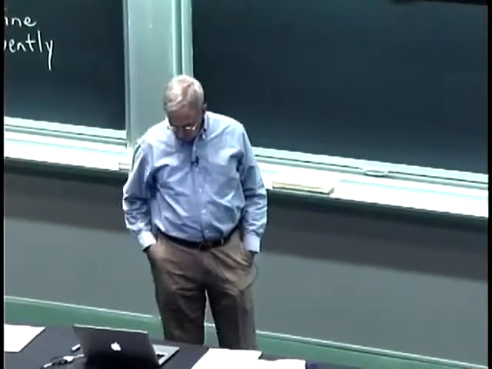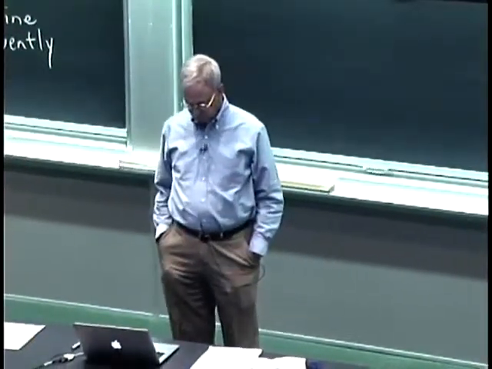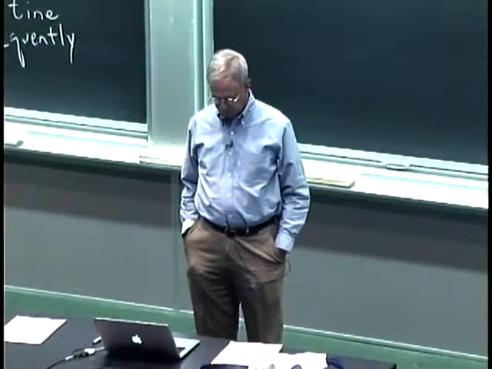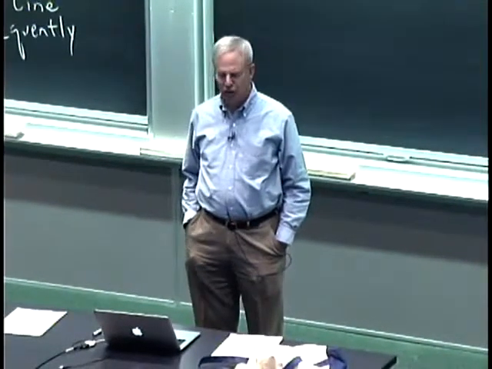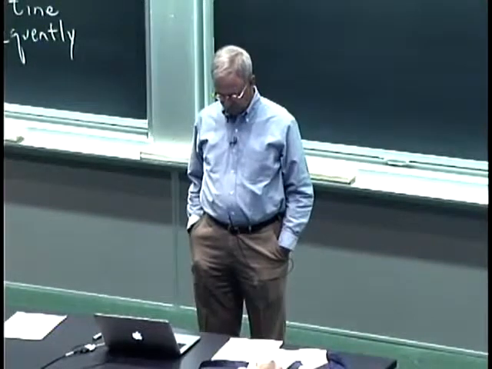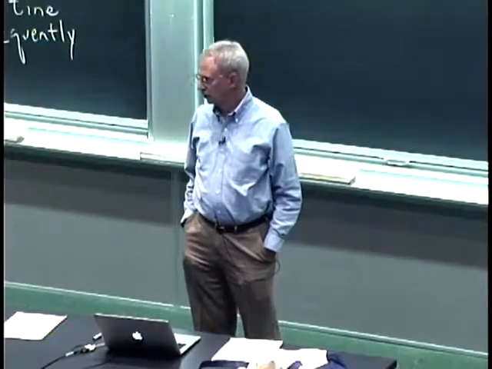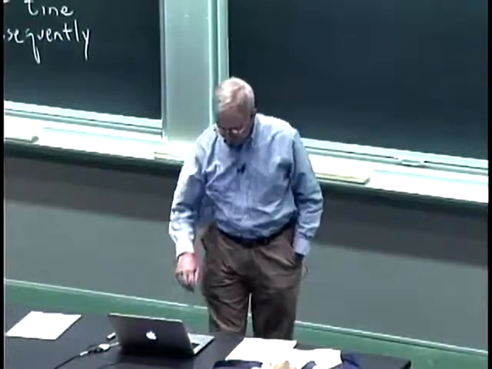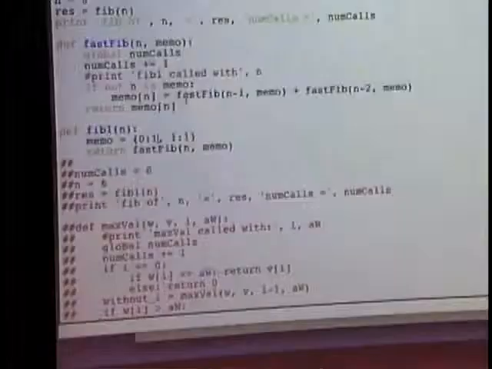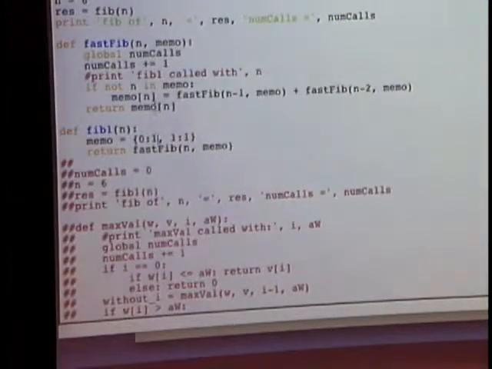So now, what do we think? Is this going to work? Or is there an issue here? What do you think? Think it through. If it's not in the memo, I'll compute its value and put it in the memo, and then I'll return it. Okay? If it was already there, I just look it up. That makes sense to everybody? So let's see what happens if we run it.